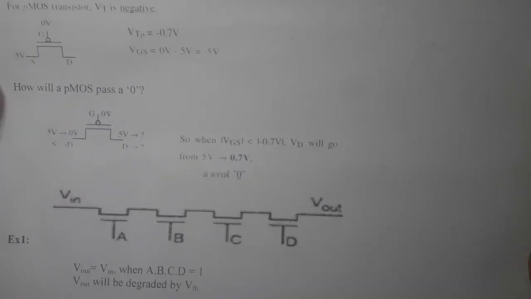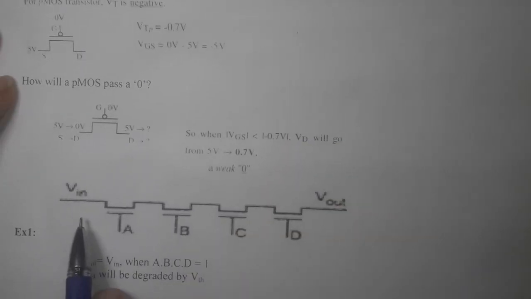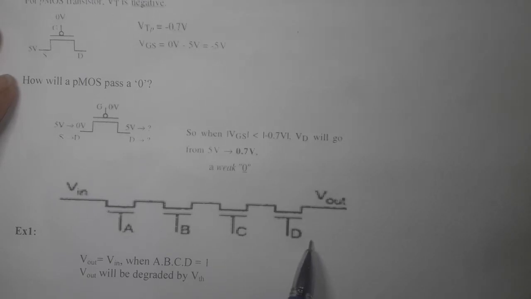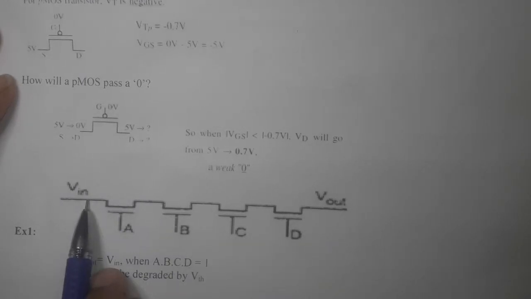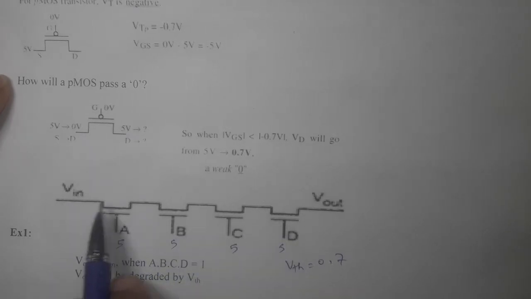These types of problems may be asked in the examination, wherein you have all 4 transistors connected in series. I am giving an input. What is the output? If I say this is 5 volt, this is 5 volt, this is 5 volt, this is 5 volt, all are NMOS transistors, they will turn on when the threshold voltage is reached. Let me say VTH is 0.7. So when the VTH reaches 0.7, all the transistors are on, and what is available at the input is available at the output.